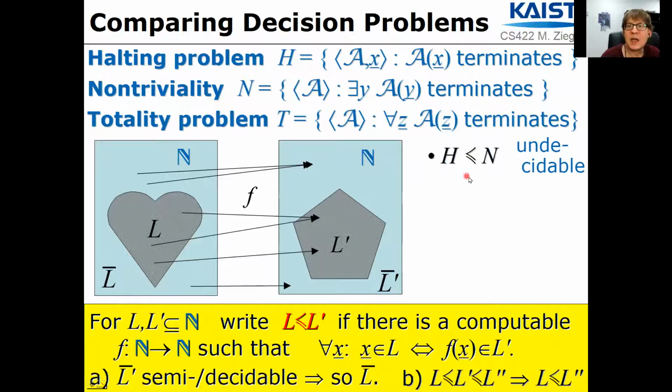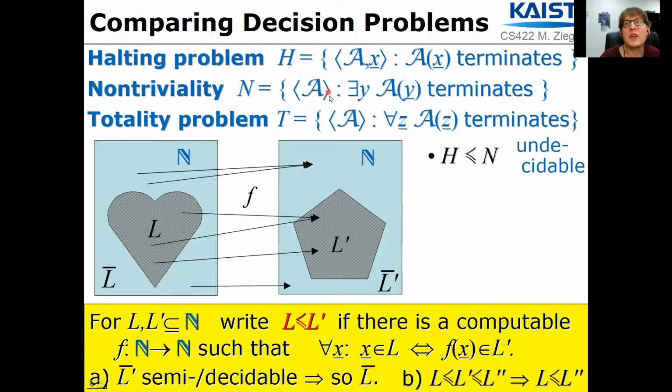So let's do that. The intuition is, how can we computably convert? This is the intuition of this function, a computable conversion. How can we computably convert instances of the halting problem into instances of the non-triviality problem that respect yes and no answers to the two problems? And to see this, let's consider a typical instance, a typical input to the halting problem, that is such a pair encoded into one natural number using a Hilbert pairing function.